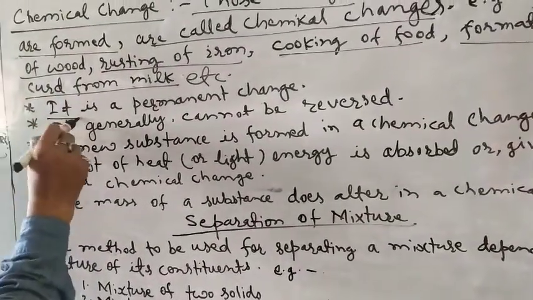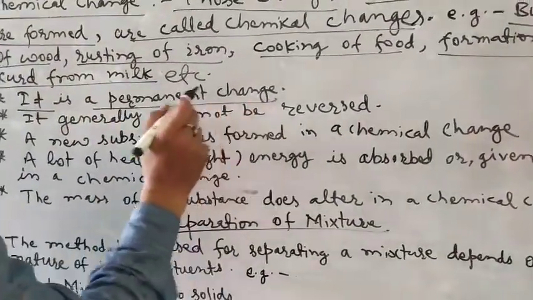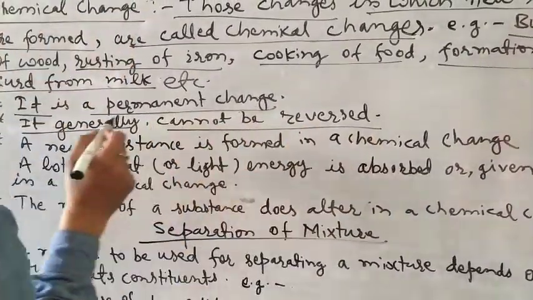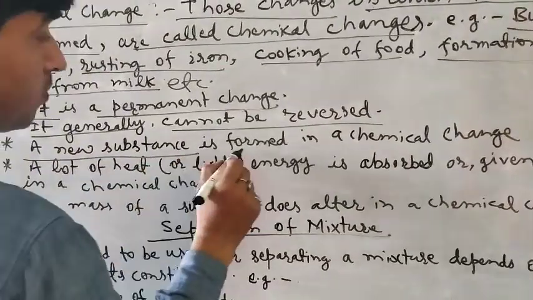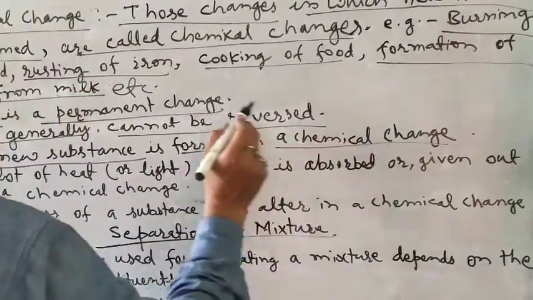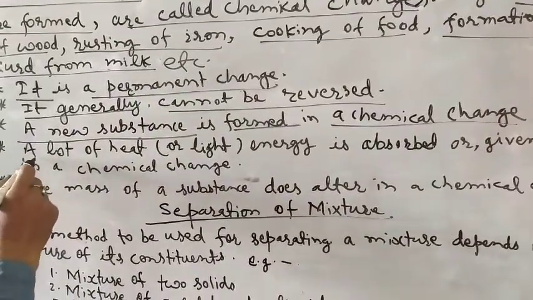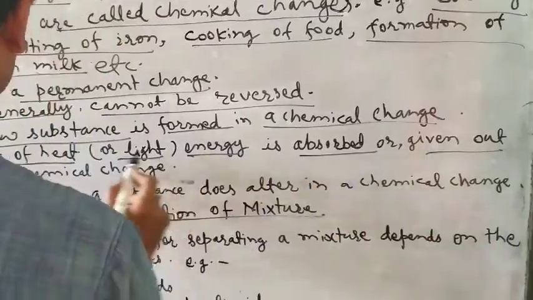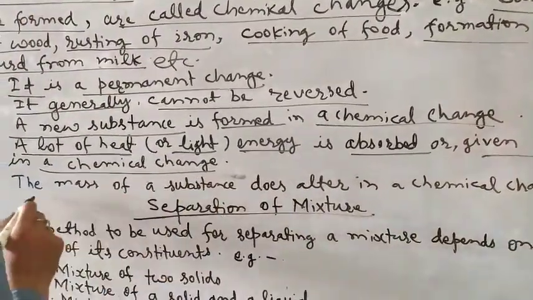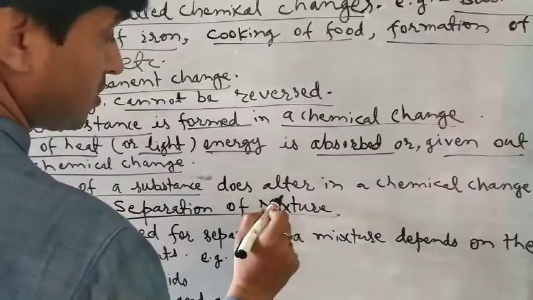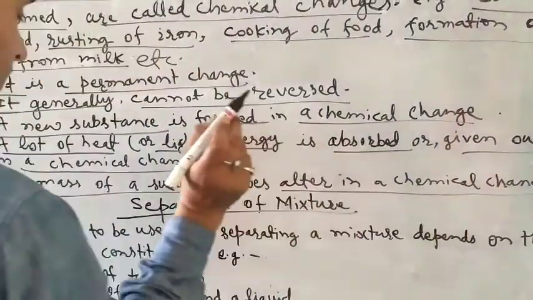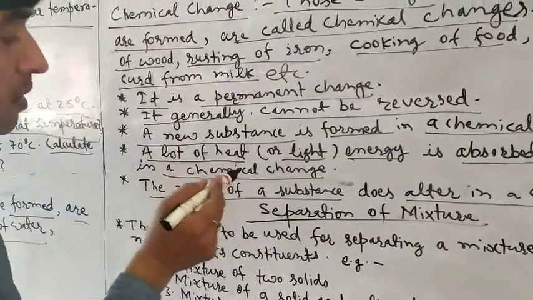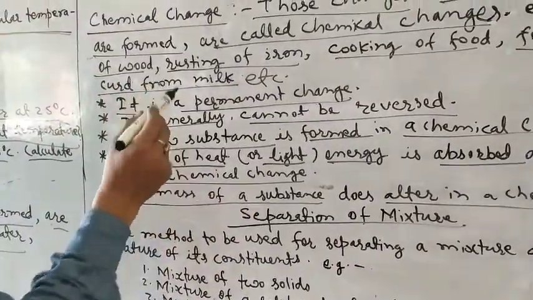And now we have to know about the properties of chemical change. First one, it is a permanent change. Second one, it generally cannot be reversed. Third one, a new substance is formed in a chemical change. Fourth one, a lot of heat or light energy is absorbed or given out in a chemical change. And last one, the mass of a substance does not alter in a chemical change. So this is the physical change and chemical change that are explained here.